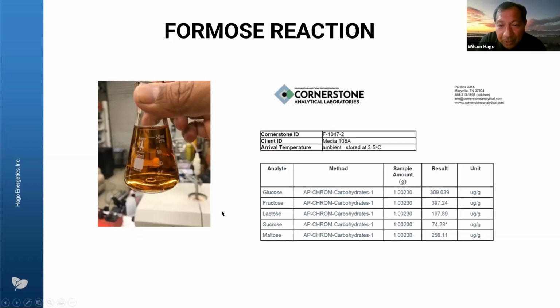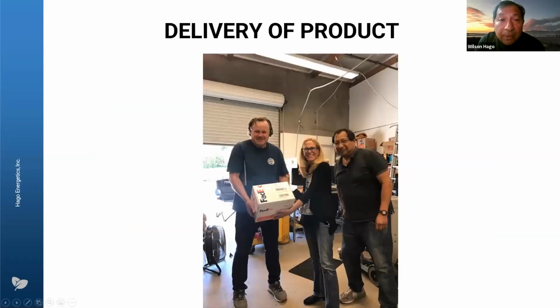So we sent the analysis of this to the lab because we want to do our own verification of this, and we found that there was glucose and a bunch of other sugars: fructose, lactose, sucrose, maltose, and this is only the stuff that they were able to pick up with their method. This was an ion chromatography method that they used to identify the sugars.